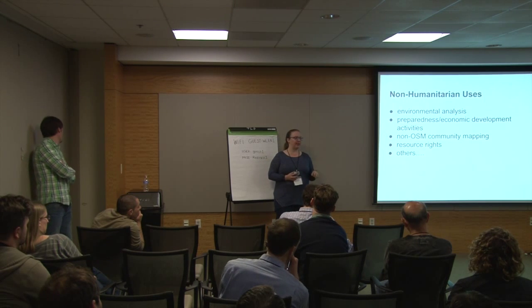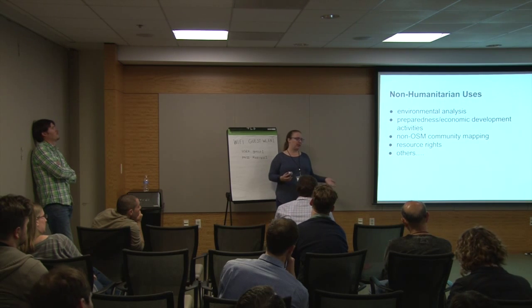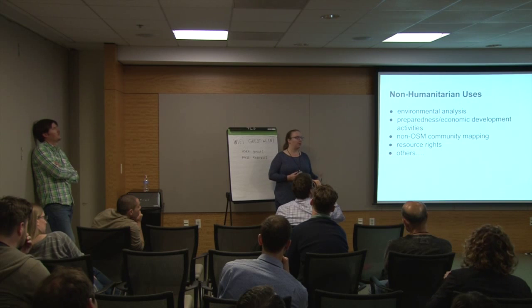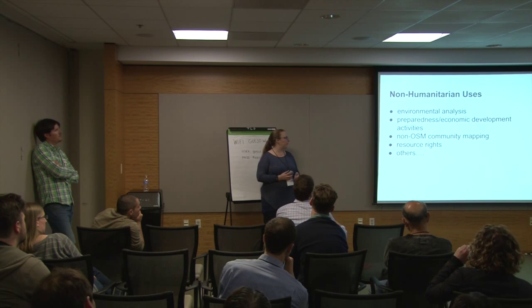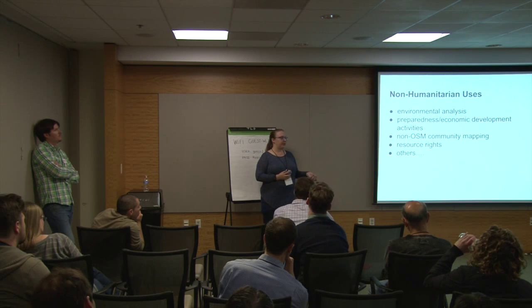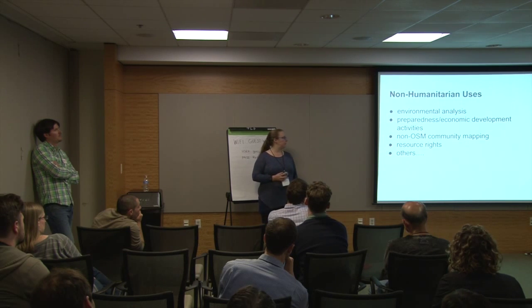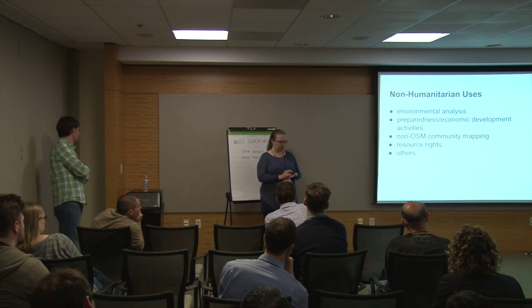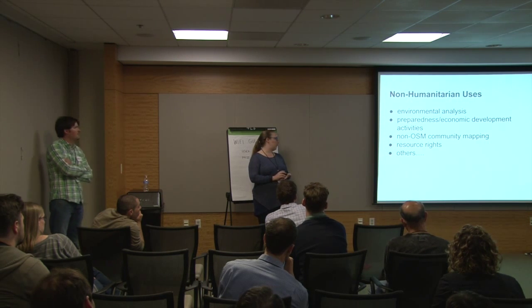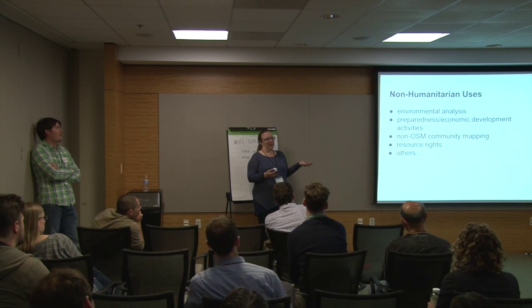I think also what's important is the non-humanitarian uses. I mean, in humanitarian, HOT talks about imagery a lot, but that's not the only reason. There's a lot of interest for environmental analysis, doing disaster preparedness as well, and also non-OSM community mapping. There's plenty of data that doesn't belong in OpenStreetMap, but you still would need imagery to use it. And also resource rights is another possible example. And I think the other thing is when you make things open, people sometimes surprise you and do things you haven't even thought of. So with others, we just maybe don't even know yet.